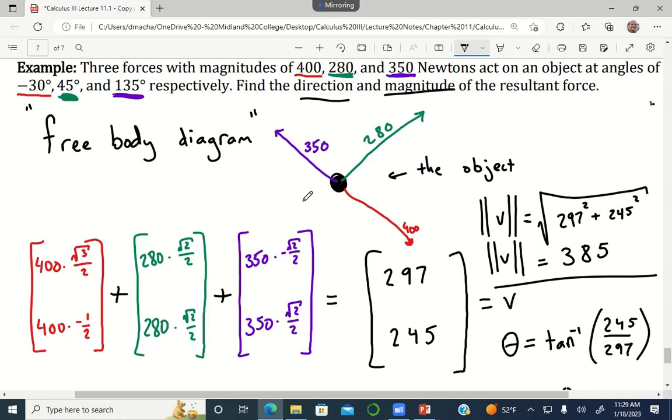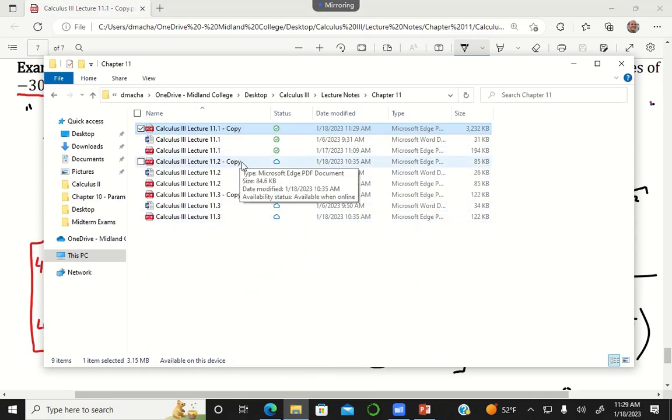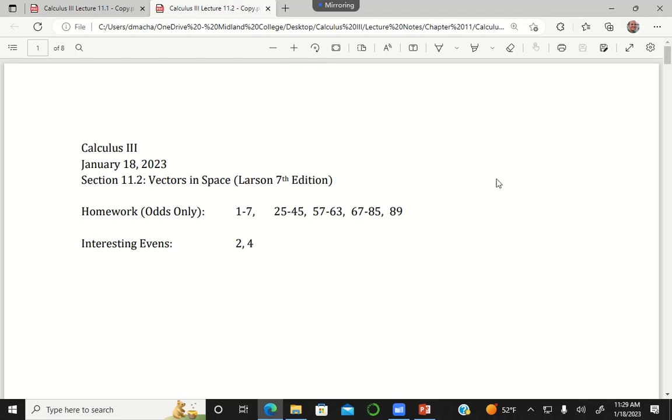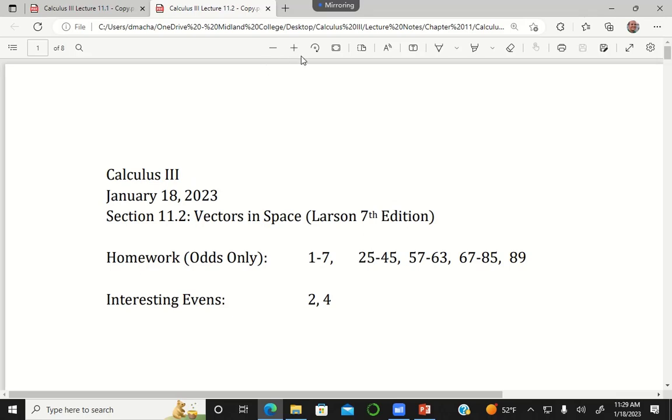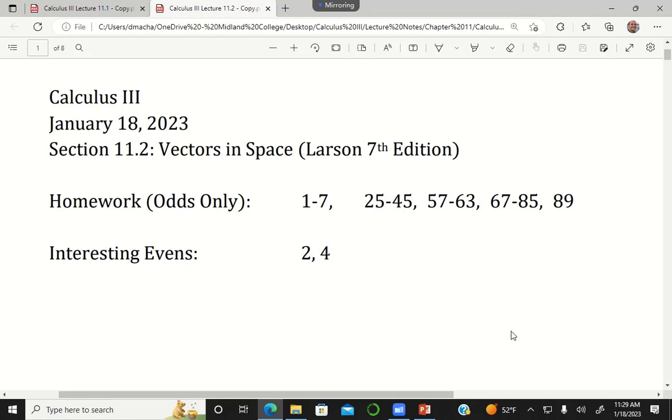Okay. This is a very typical physics class problem. At least I feel like I saw that a lot in high school. That's it for 11.1. And we're also going to try to make it through 11.2 today. So if you want to take a moment to copy down the homework problems for 11.2, or take a picture of it, yeah.